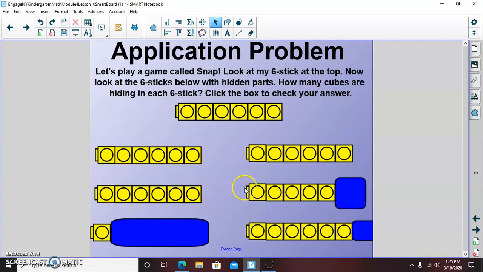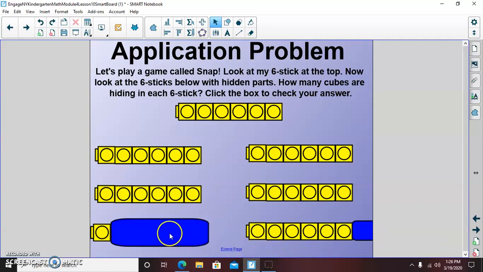Go ahead and pause me again, and let's see how many cubes are hidden with this 6 stick. Okay, let's see if you're right. So we have 1, 2, 3, 4, 5 out, and 1 is hidden. Keep up your great work. Now go ahead and do the last 2 on your own. This one and this one.